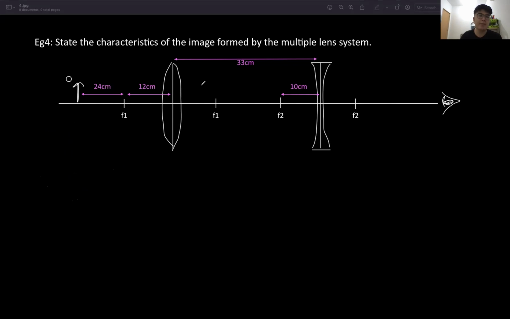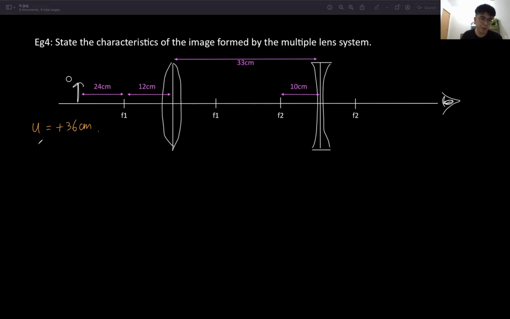Once we have the image of the first lens, let's say we have the image over here, then we will use that image as the object for the second lens. So let's find the image using the calculation first. We have U equals 12 plus 24, so plus 36 cm.